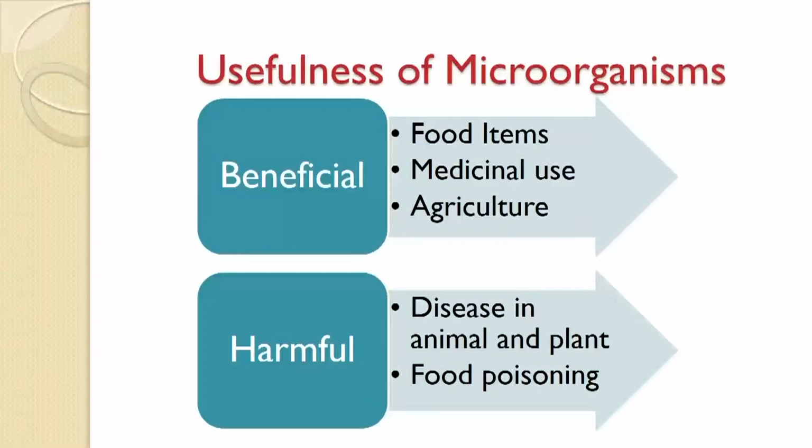So let's learn about the usefulness of microorganisms. Based on usefulness, microorganisms can be classified into two groups: beneficial microorganisms and harmful microorganisms. Beneficial microorganisms are helpful for our food items, medicinal use, and agriculture, whereas harmful microorganisms cause diseases in our plant and human body, and they can also cause food poisoning.